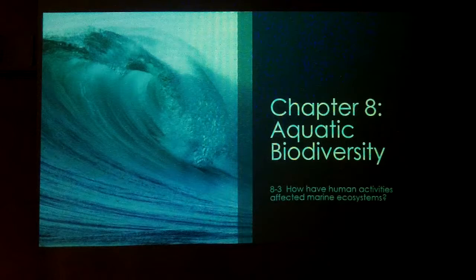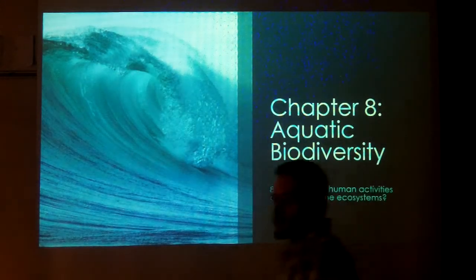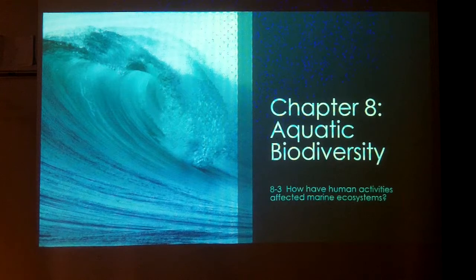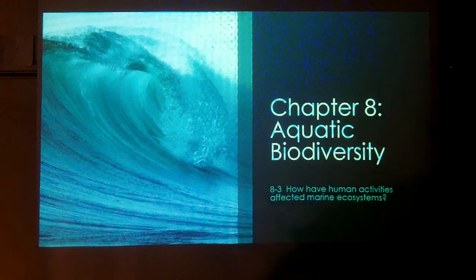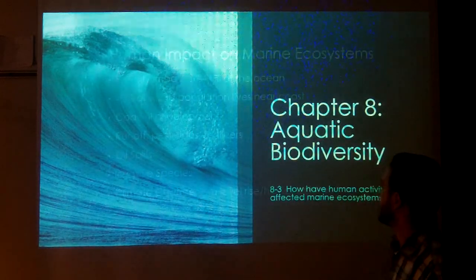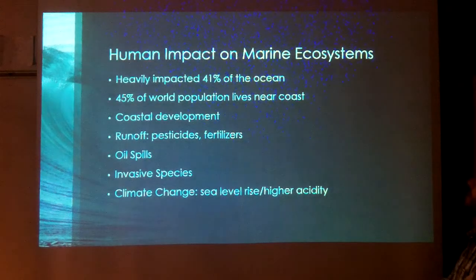Part 2, 8.3, aquatic biodiversity. In this section, we're going to look at how humans have negatively impacted aquatic zones, and we're going to look at a case study of the Chesapeake Bay because it's often referenced in the AP test and on FRQs. So let's do it. Human impacts on marine ecosystems.